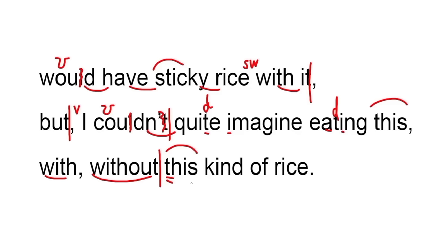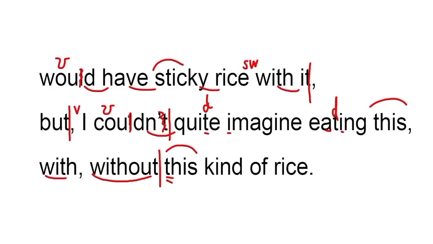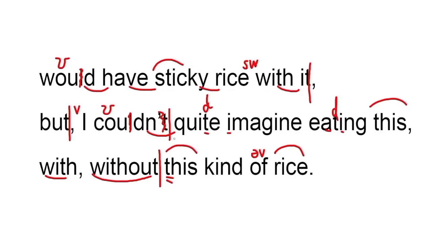This kind of rice. Kind of rice. The word of is often pronounced without a consonant, but I do hear a light V sound here. However, the word is said quickly: kind of rice. Of is a function word. It's not as important as the content words like this and rice. So it's a little bit more mumbled. It's said very quickly. Kind of rice.